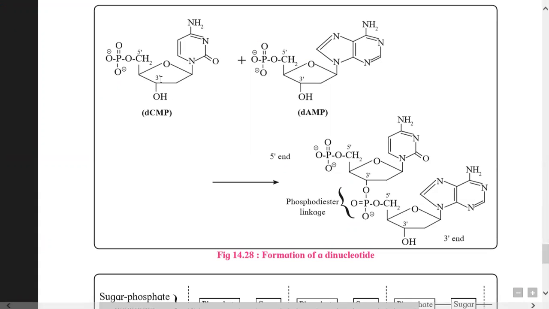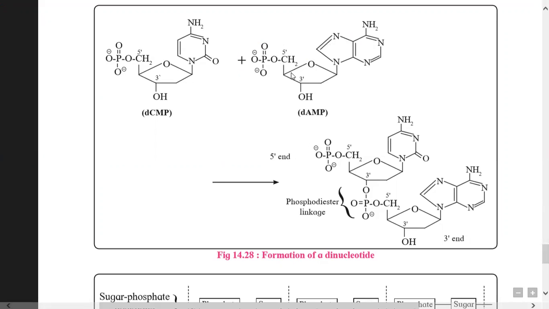So this is a ribose sugar, not containing an OH group at the second prime position. This is the base present, that is cytosine, and the fifth prime position contains the phosphate group. So this is an example of a nucleotide. This nucleotide plus dAMP, that is deoxyadenosine monophosphate. So this is a sugar, not containing an OH group at the second position. Here the base present is adenine and the phosphate group is present at the fifth prime position.